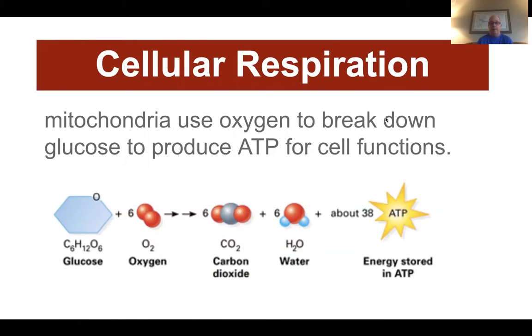All right, let's jump right into cellular respiration, and we'll tell you that it's the opposite of photosynthesis. Remember, in photosynthesis we took carbon dioxide and water and made glucose and oxygen. If you look at the graphic below, we're taking glucose and oxygen and producing carbon dioxide and water and this weird chemical called ATP. This happens in the mitochondria. Photosynthesis takes place in the chloroplasts.